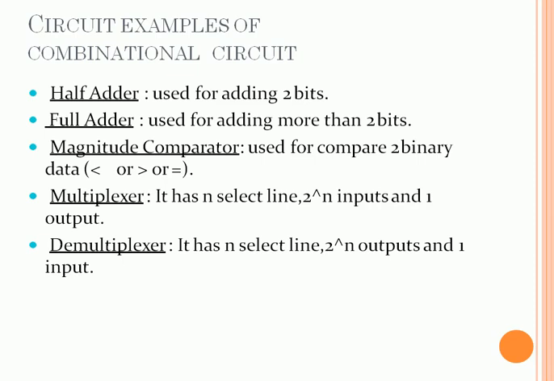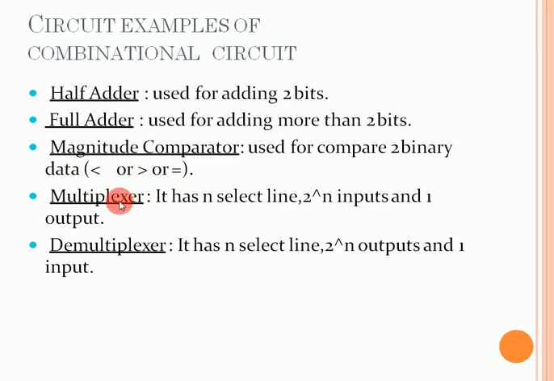Here we have some examples of combinational circuits. Firstly, we have a half adder. This is a combinational circuit which is used for adding two binary bits. Full adder, this is a circuit used for adding more than two binary bits. Magnitude comparator is also a combinational circuit that compares two binary numbers. When we give two numbers at the input, the output will tell us whether these two numbers are equal, less than or greater than each other.